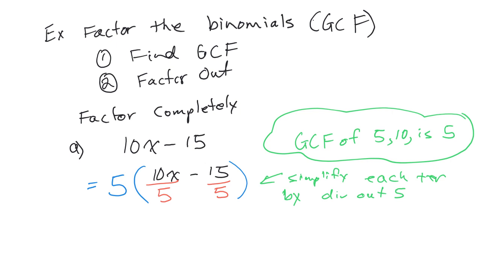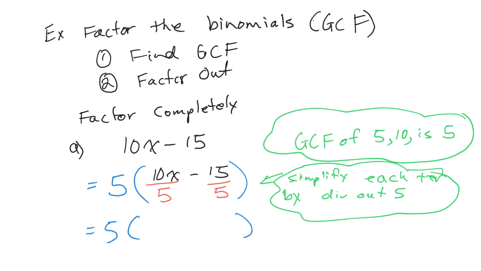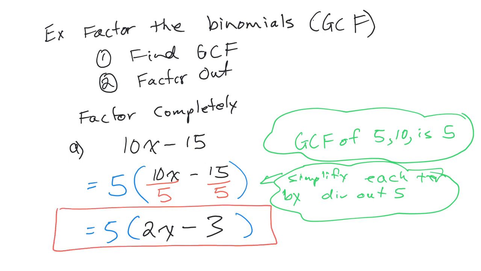So the key is you pull out 5, and then inside we have to divide out the 5 that we pulled out. So let's do that right now. So 10x divided by 5. So you have 5 times the bracket of 10x divided by 5, which is 2x. And then negative 15. So I'm going to put the minus, but then I just go 15 divided by 5 gives me 3. And we are done. Fully factored. So this is fully factored form.